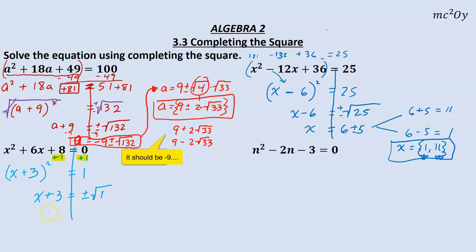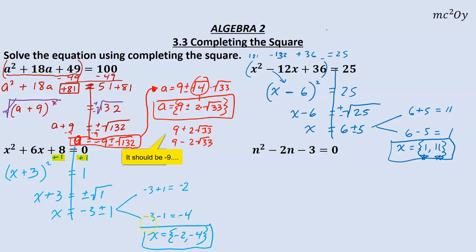And that's just 1. So when I subtract 3 from both sides, I get negative 3 plus minus, and square root of 1 is 1, which gives me 2 answers, negative 3 plus 1 and negative 3 minus 1, or let's see, negative 3 plus 1, we got negative 2 and negative 4. So x equals negative 2 and negative 4.